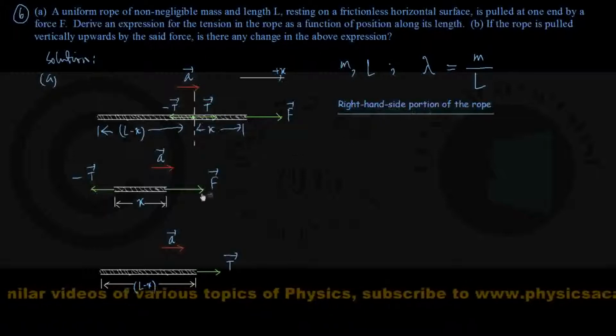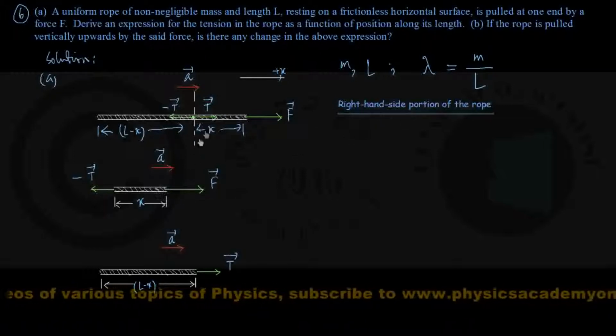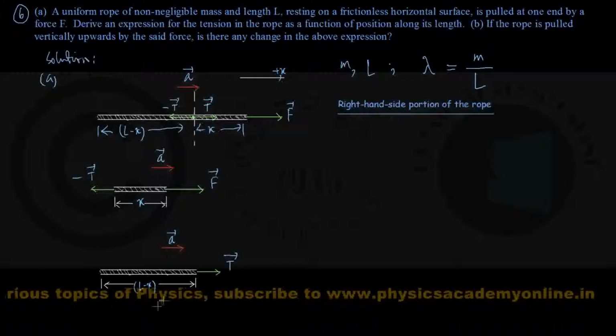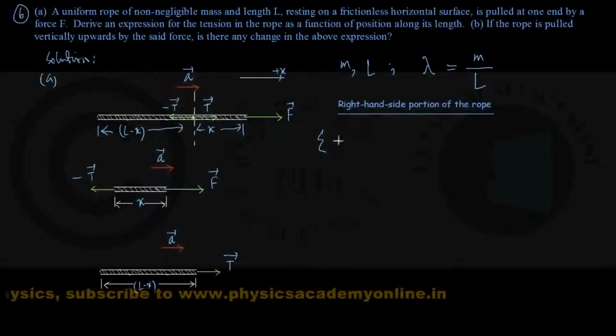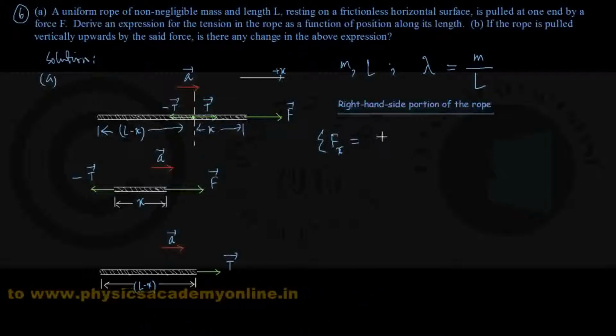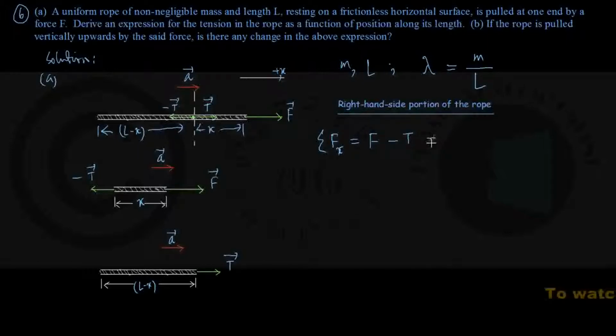For the right hand side portion of the rope, that is the smaller one in my figure to the right, we could write down the equation of x motion of this portion as sigma Fx, that is the net force in the x direction. Applied force is capital F to the right, that's positive. Tension force, as you can see, is minus T to the left. So it is F minus T in scalar notation, that is the net force acting on the portion.